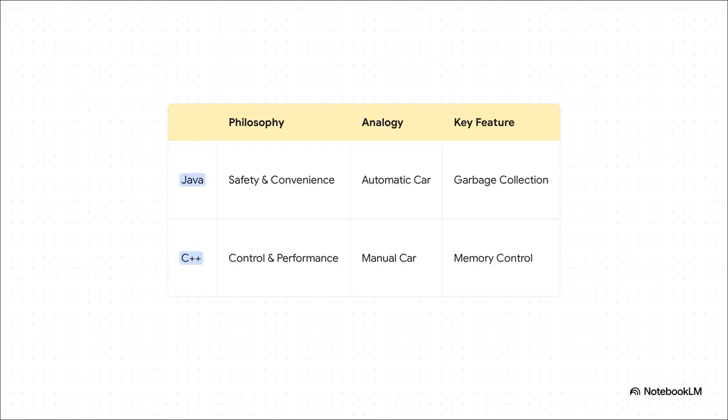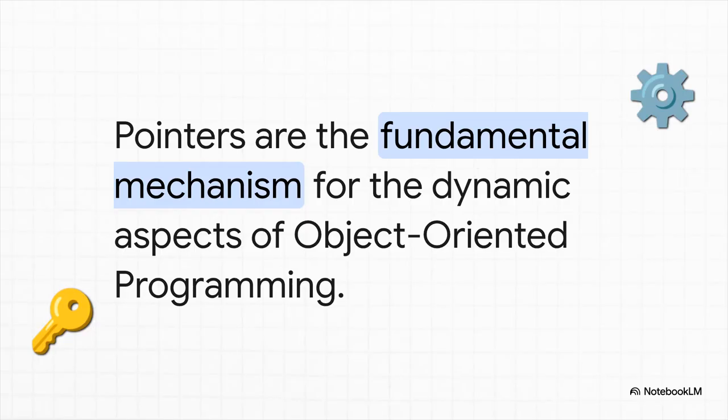So let's just recap real quick. You've got Java. Its philosophy is all about safety and convenience. The analogy is that automatic car, and its killer feature is garbage collection, which keeps you safe. Then you've got C++. Its philosophy is total control and raw performance. That's our manual race car. And its key features are direct memory control and the powerful polymorphism it enables, but it comes with a lot more responsibility. So what's the big takeaway from all this?